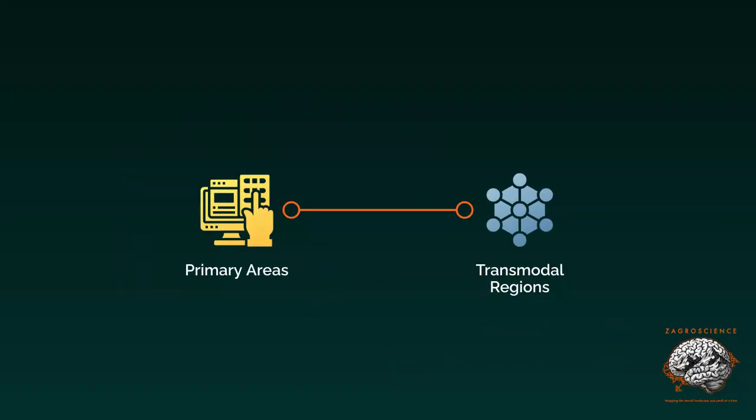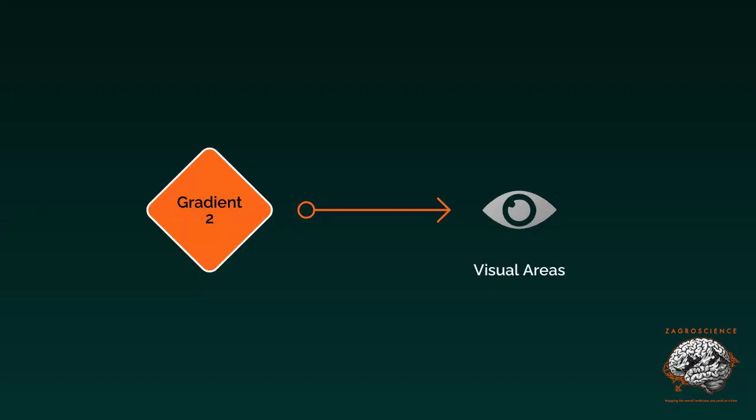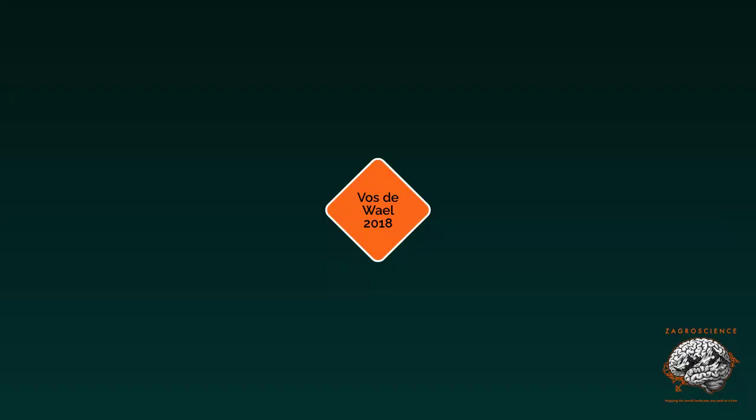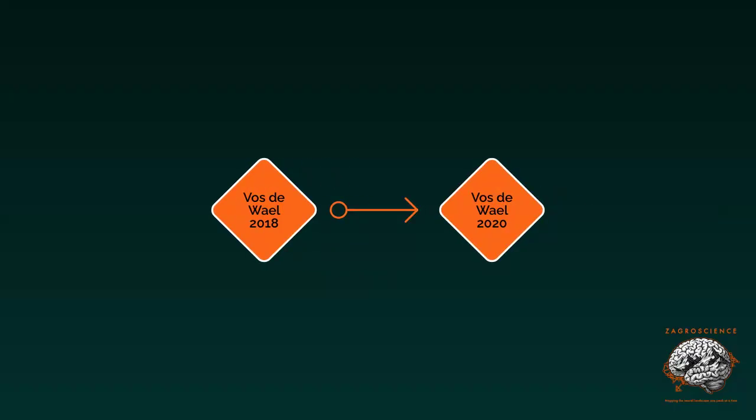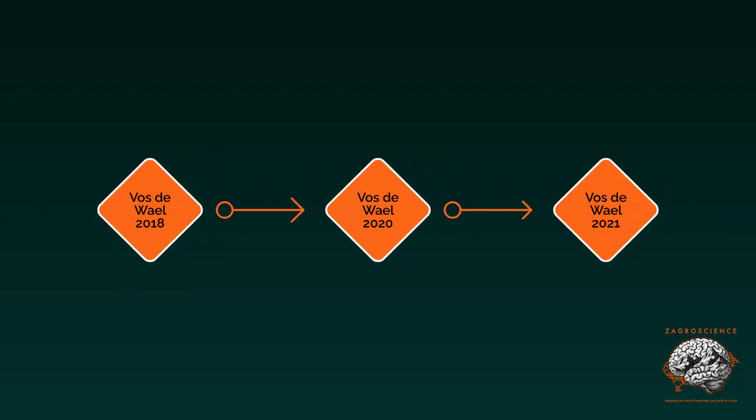Margulies and colleagues found that the brain's first gradient smoothly separates basic sensory and motor areas from higher-level regions involved in abstract thinking. The second gradient distinguishes specialized sensory regions from each other, separating visual processing from areas handling touch, movement, and sound. Vos de Wael's team first mapped gradients in the hippocampus in 2018, then released BrainSpace software in 2020, and applied it to the temporal cortex in 2021.